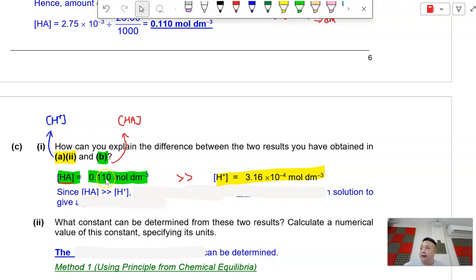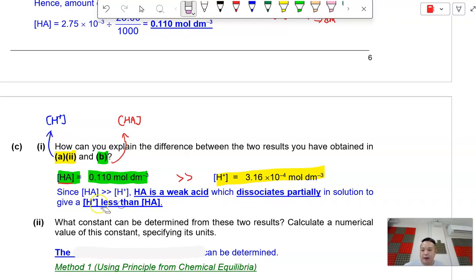Alright, in fact, very little acid has dissociated to give H plus ions. This indicates that your HA must be a weak acid, which only dissociates partially to give an H plus that's much smaller than your concentration of HA. Alright, so that's your C part 1.